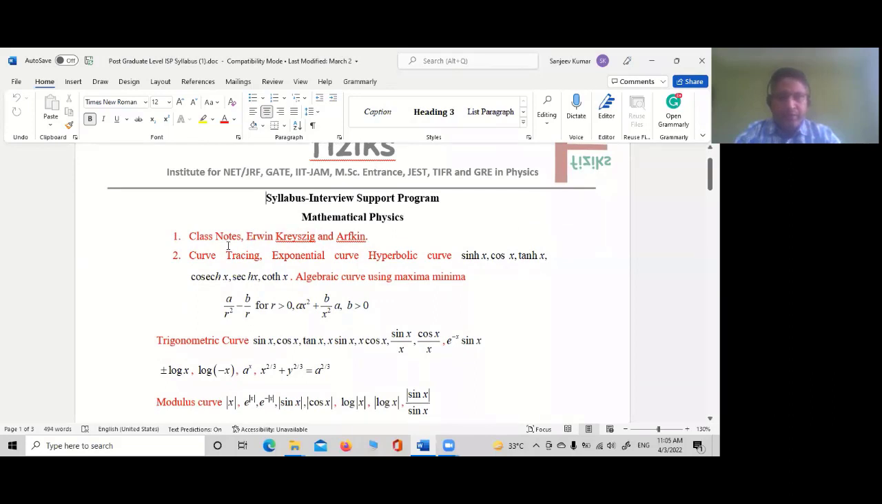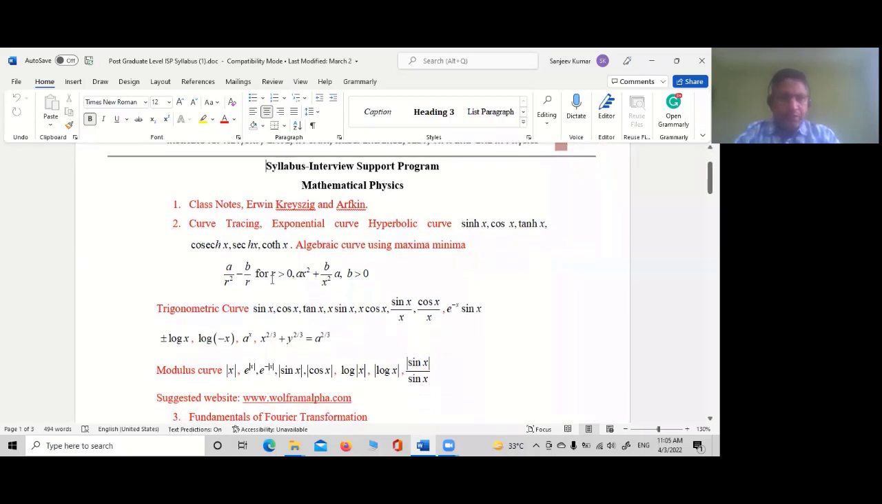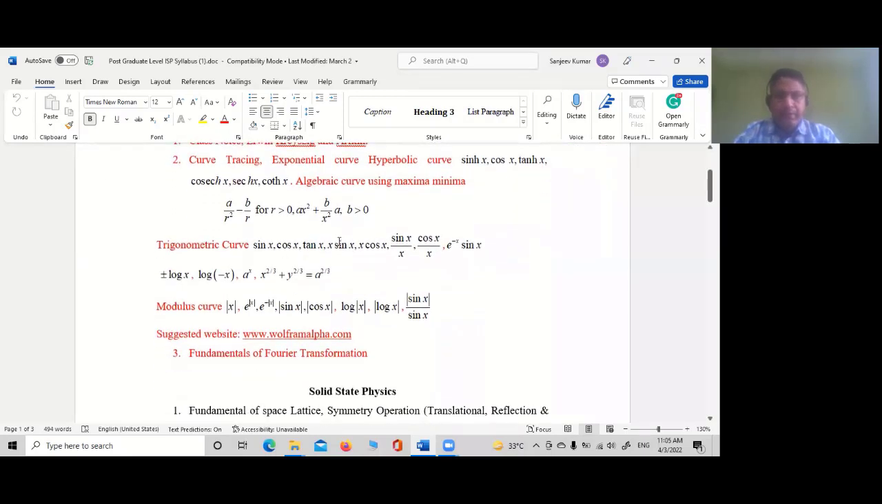You can see class notes, Arfken and Weber, Kreyszig, and the Arfken book. Curve tracing: exponential curve, hyperbolic curves, sinh, cosh, tanh, cosech. All these curve tracings you should know. They can ask you, can you plot this? Then trigonometric curves: sin x, cos x, tan x. Then modulus curves, mod x, e to the mod x, and so on.